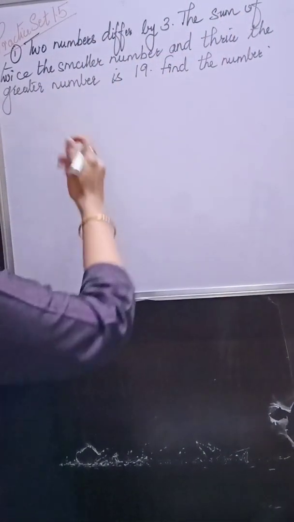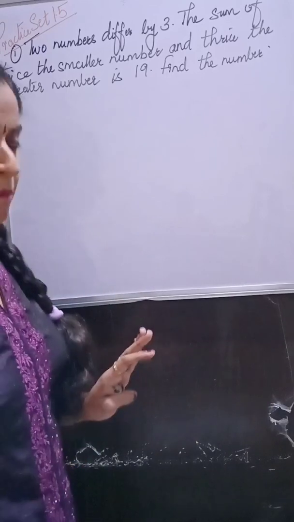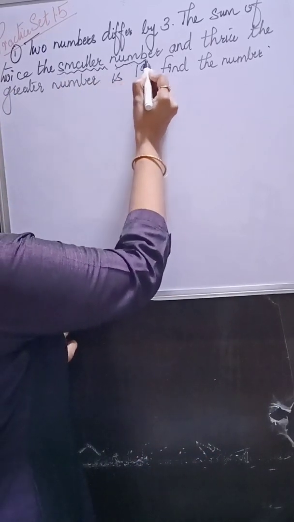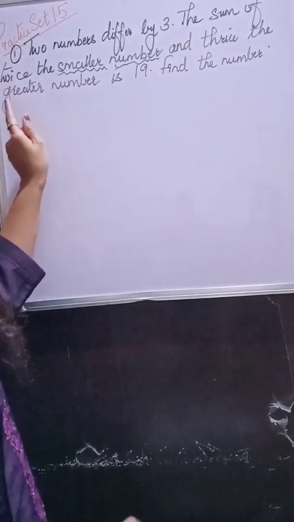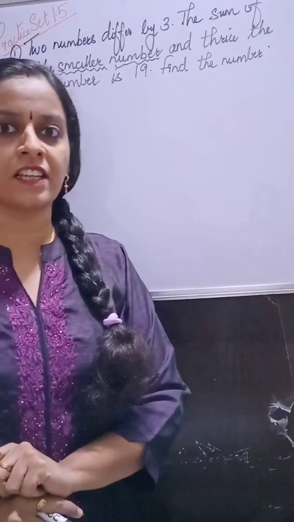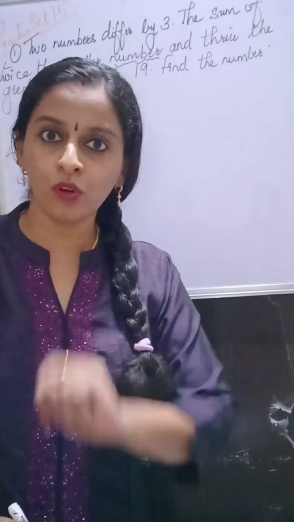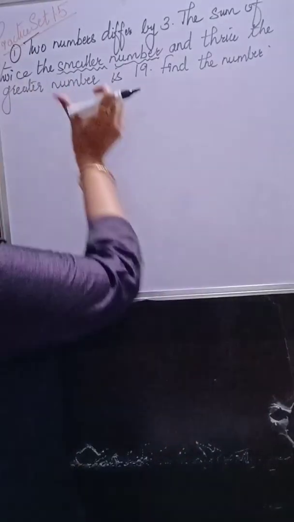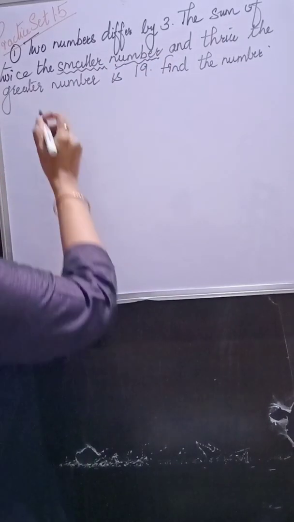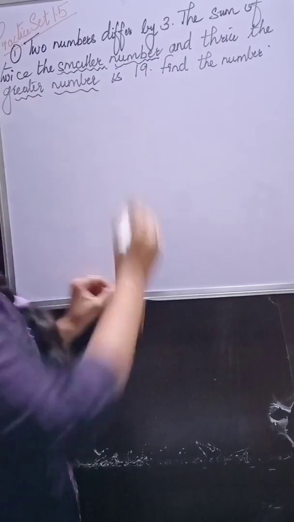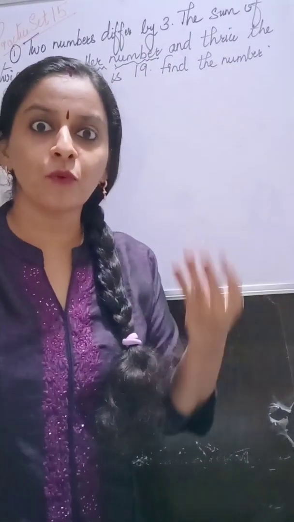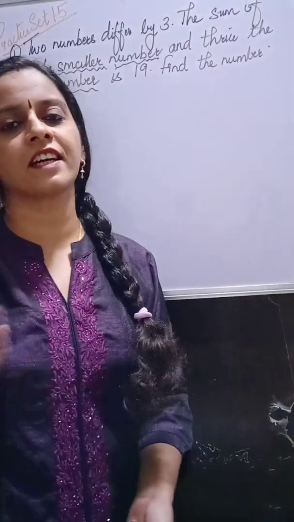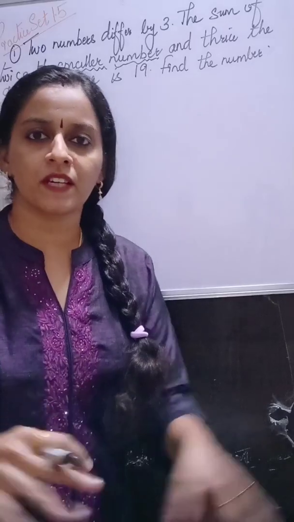The sum of twice the smaller number, so something they are mentioning about smaller number, and thrice the greater number is 19. So here we have two special mentions: smaller number and greater number. So what will be the variable? Let the smaller number be x and the greater number be y respectively.